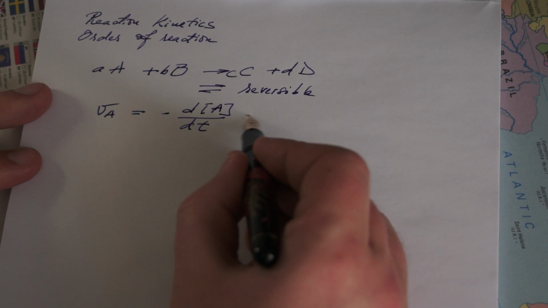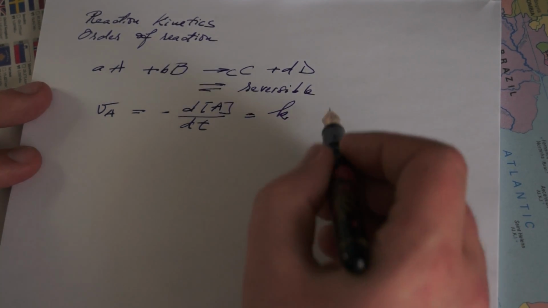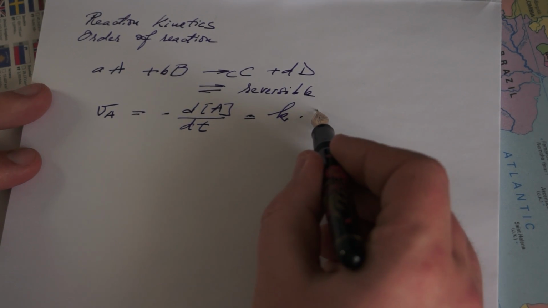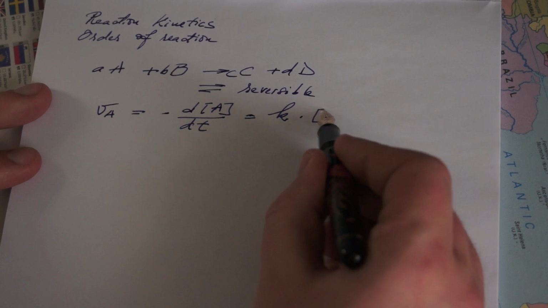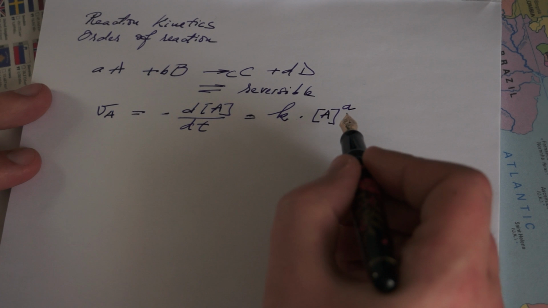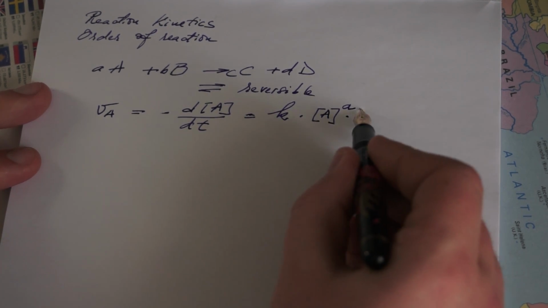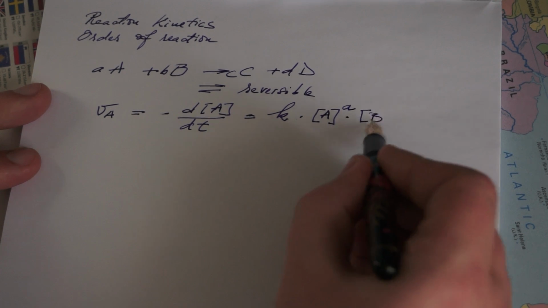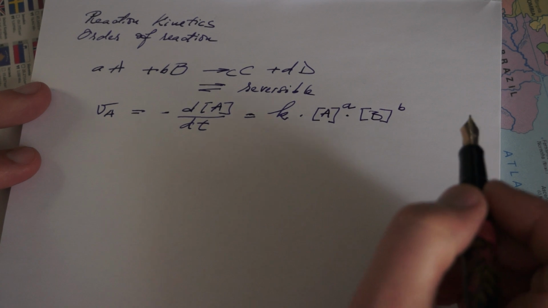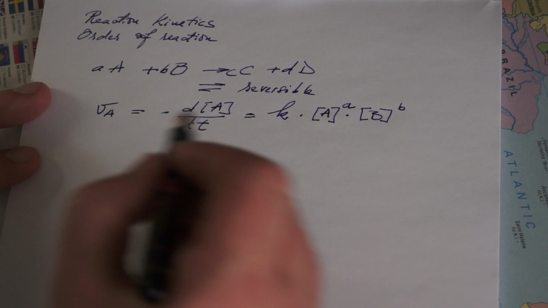And this is then going to be equal to the reaction constant, typically the small k, times the concentration of reactant A to the power of the stoichiometric coefficient, times the concentration of B to the power of the stoichiometric coefficient of B. So this is how you write a general reaction.